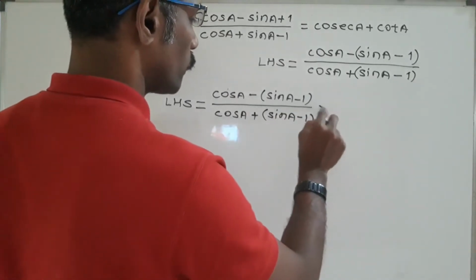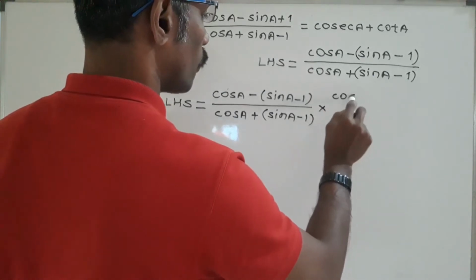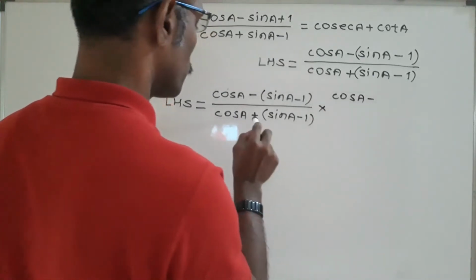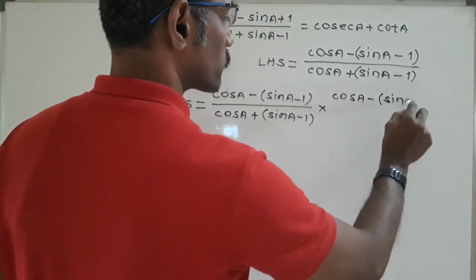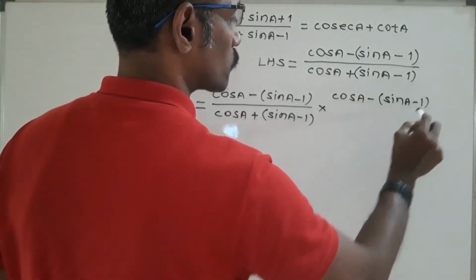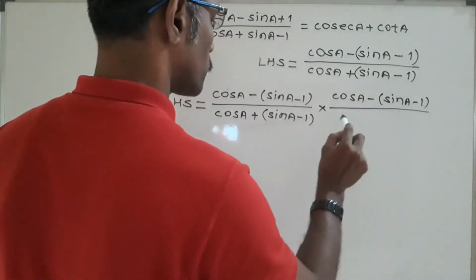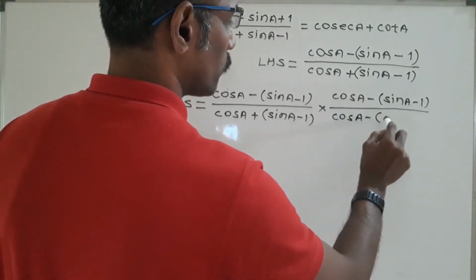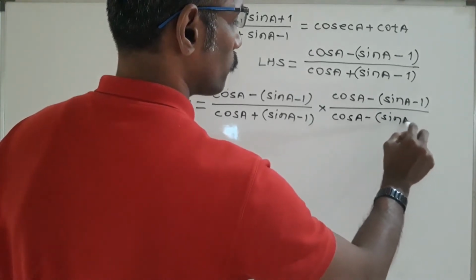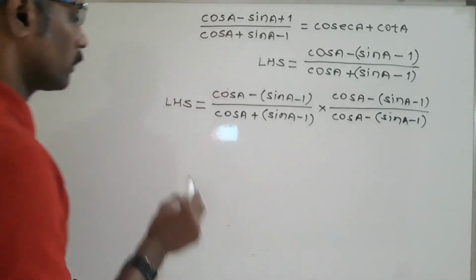Now we take the conjugate pair: cos A, instead of plus we write minus, (sin A − 1), upon the same term, (cos A − (sin A − 1)).